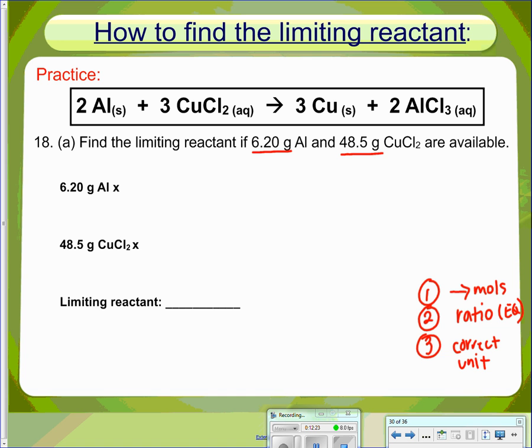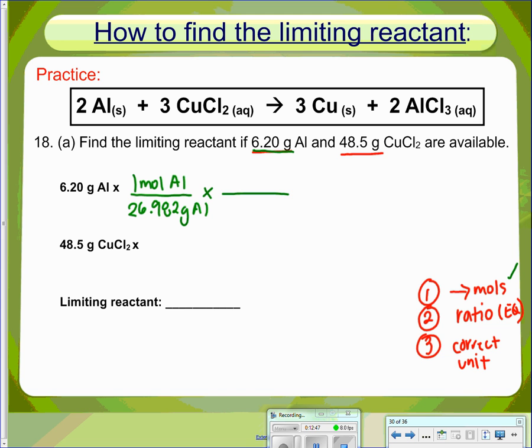Okay, so that's exactly what I'm going to do. I'm going to start with my first reactant, 6.20 grams. I'm going to first convert it to moles. Going from grams to moles, you use the molar mass. Looking at a periodic table, the molar mass is 26.982 grams of aluminum for every 1 mole of aluminum. Okay, so that is step 1.